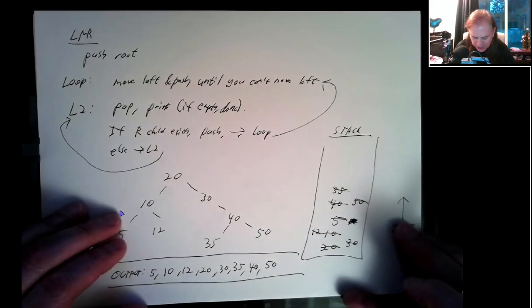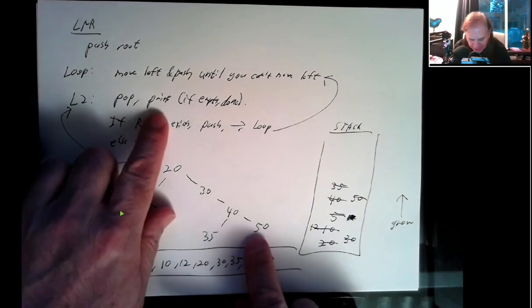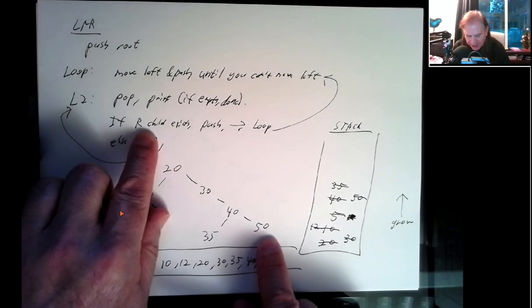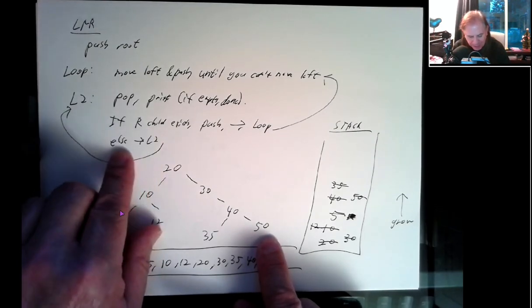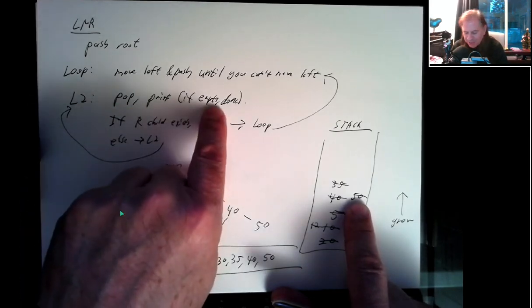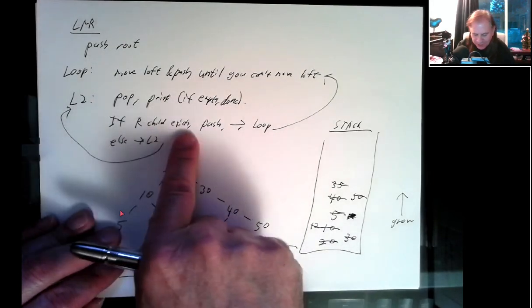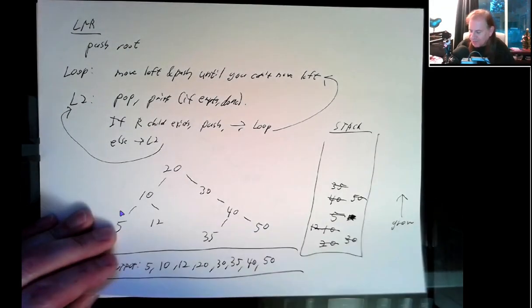Oh, and a small misstep in that last example we went through. After we popped the 50, we should have discovered there was nothing to the right, and so we went back to L2. That's when we tried to pop from our empty stack. Found it was empty, and so we were done. So we don't actually go back to loop because there was nothing to the right of 50.